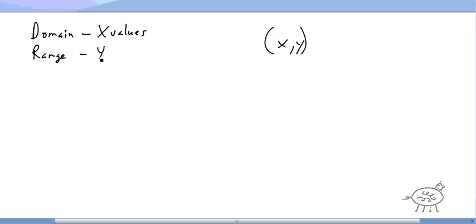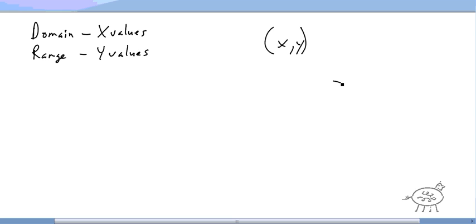Domain and range. Domain, if I look at, we have our x, y values. Okay, our domain is going to be x values, and the range are y values. Okay, it's very simple. Just a way to remember that is D comes before R, X comes before Y. So if you just remember alphabetically, that's kind of how you remember domain and range. Okay, D comes before R, X comes before Y.